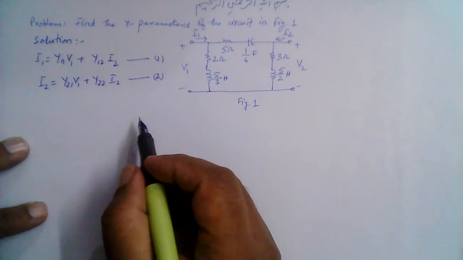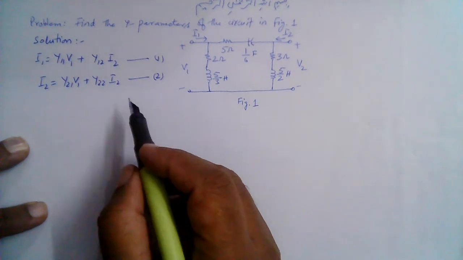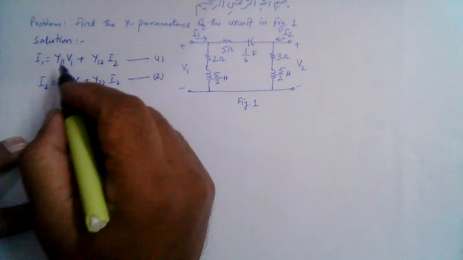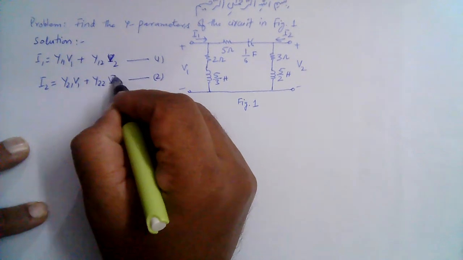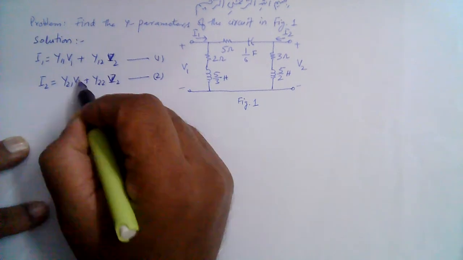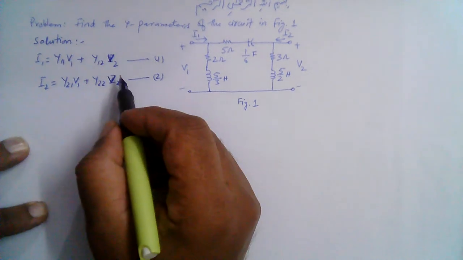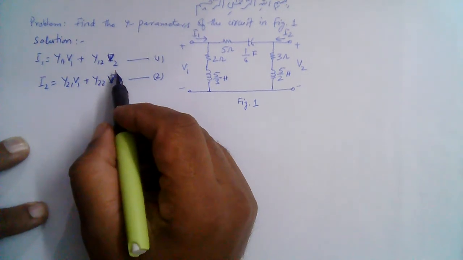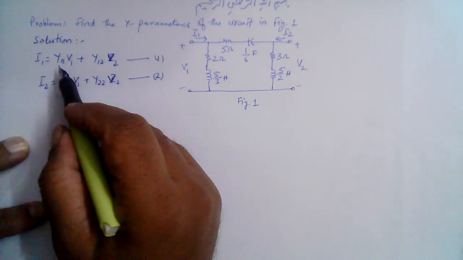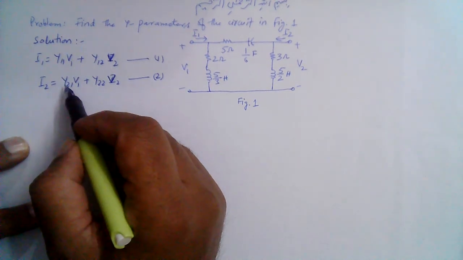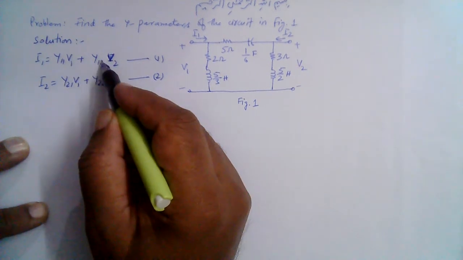So one way to find out the parameters is to, sorry, this is V1 and this is V2 here. So one way to find out the Y parameters is to switch off first this voltage source and find out parameters Y11 and Y21, and then switch off this voltage source V1 and find out the remaining two parameters Y12 and Y22.